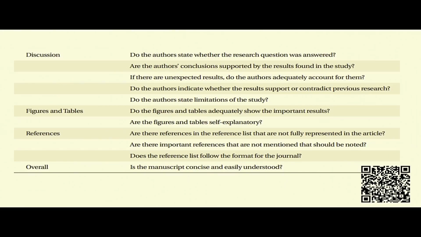You'd be surprised how often there are errors in the figures and tables. The numbers don't add up to 100%. The units are missing, lots of other issues with figures and tables. And so again, as a reviewer, that's one of the things that you look at.